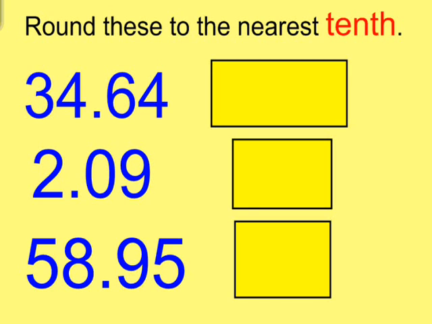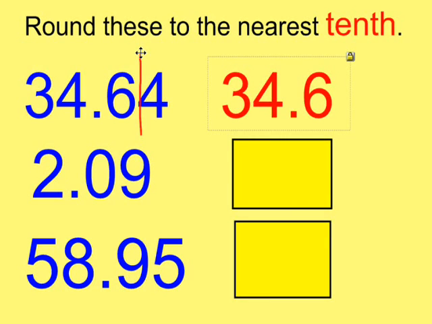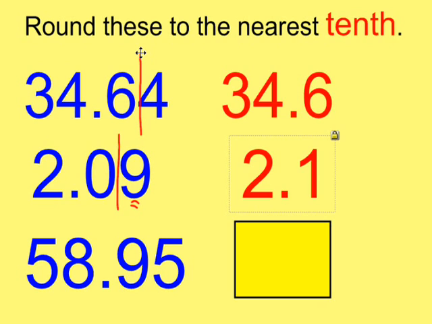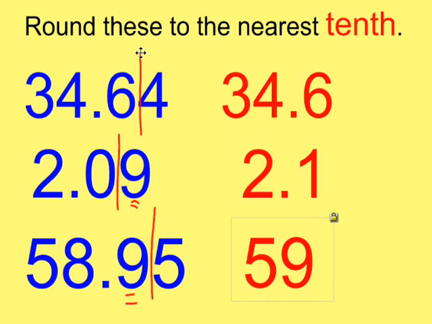So if you were rounding 34.64 to the nearest tenth, what would that be? Well, that would be 34.6. If you were rounding 2.09 to the nearest tenth, what would that be? Well, because this is 5 or more, we're going to raise the score. That would be 2.1. And our last example is actually a little tricky. 5 or more, you're going to raise the score, so this 9 is going to raise up. This would actually round to 59 or 59.0.